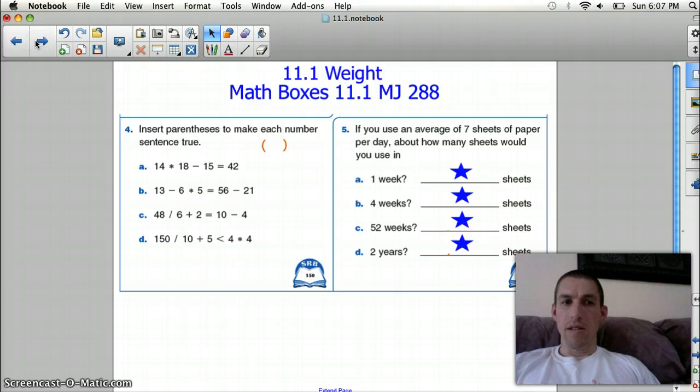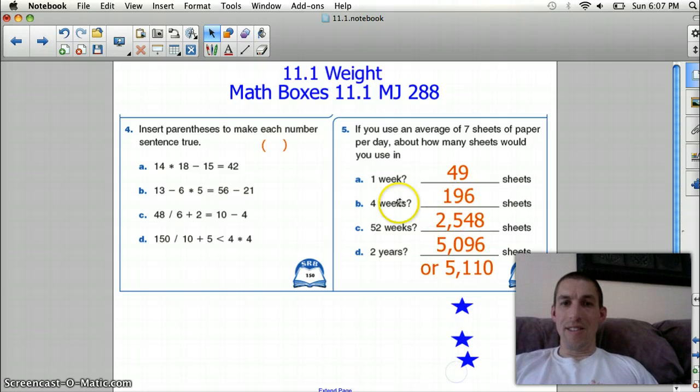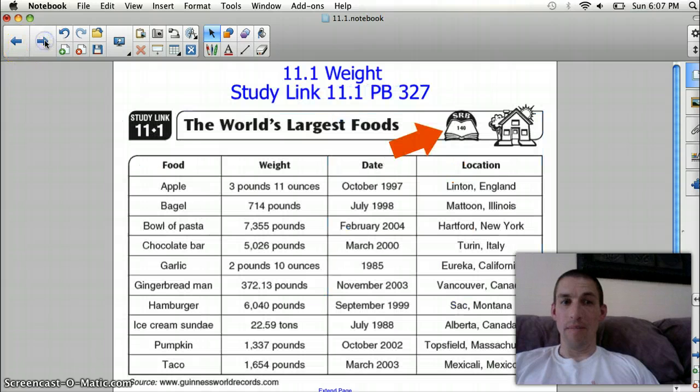Moving on. Try these if you'd like. Here are the answers for this one. I will do these in class. I'm not going to spend too much time on it. 7 times 7, 7 days in a week, would be 49. 1 week, 49 times 4 would give you that, and so on.